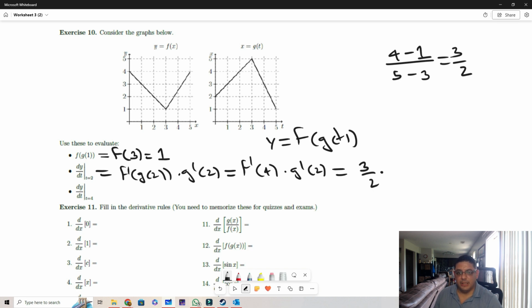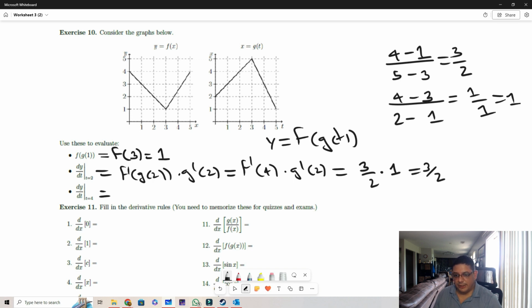Now g prime of 2. g prime of 2 is working with the slope of this line. And notice that at 1, this is 3. And at 2, it is 4. And so this is 4 minus 3 over 2 minus 1. This is just 1 over 1, which is just 1. So this means that g prime of 2 is a slope of 1. And this is just going to give me 3 halves.